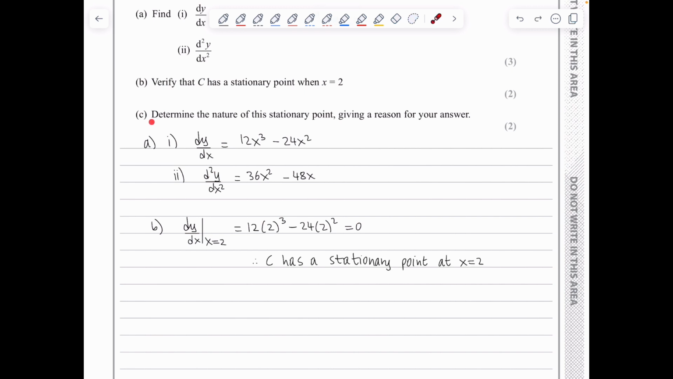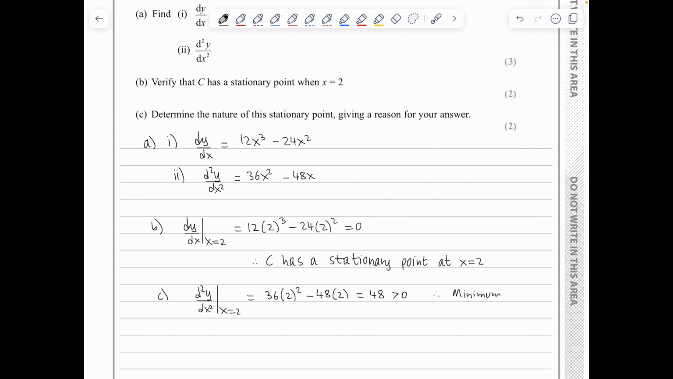In part C, we need to determine the nature of the stationary point, giving a reason for our answer. Well, since we have found the d2y by dx squared, I will use the second derivative test to establish the nature of the turning point. So the d2y by dx squared evaluated at x is 2 is equal to 36 times 2 squared minus 48 times 2, which gives an answer of 48. This is greater than 0, and therefore we conclude that we're looking at a minimum point.